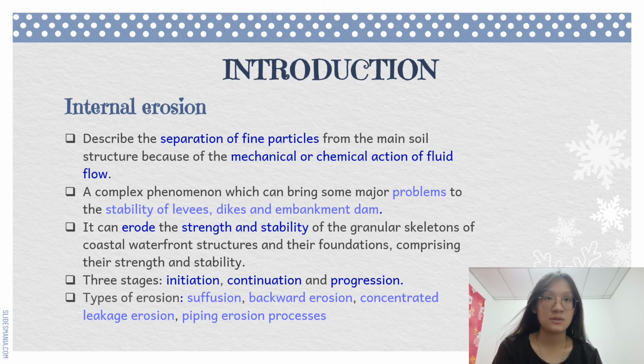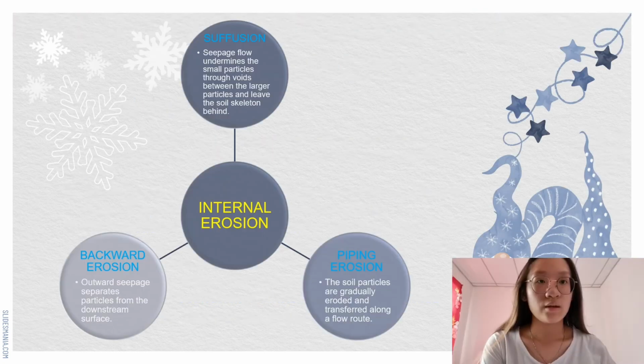It can erode the strength and stability of the granular skeletons of coastal waterfront structures and their foundations. There are three stages of internal erosion, which are initiation, continuation, and progression. There are some types of erosion, such as suffusion, backward erosion, concentrated leakage erosion, and piping erosion processes. These are the examples for erosion.